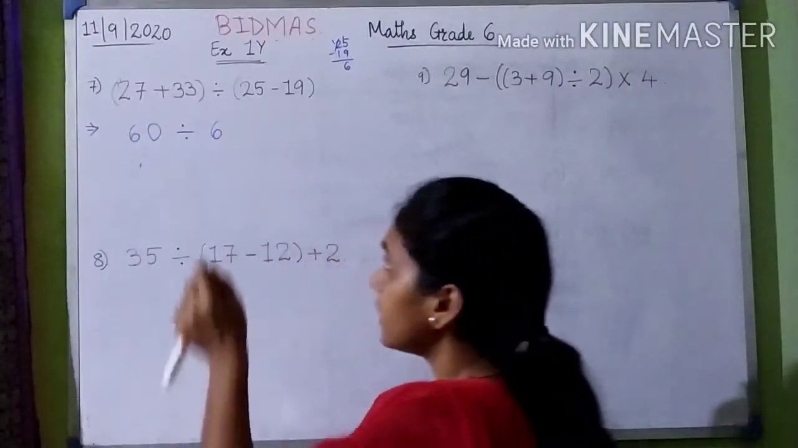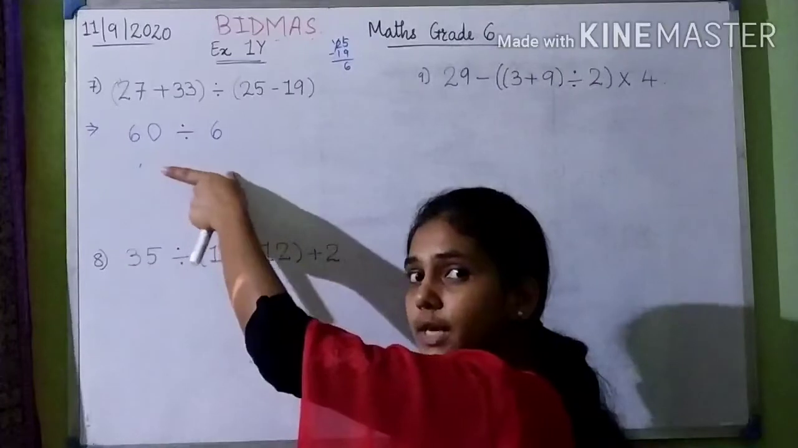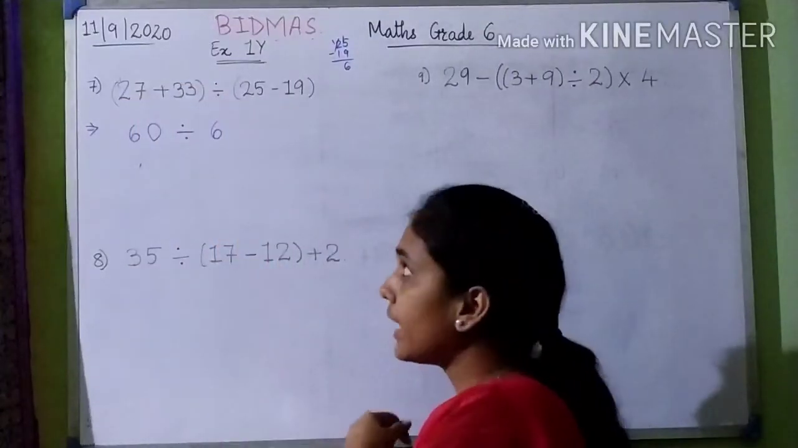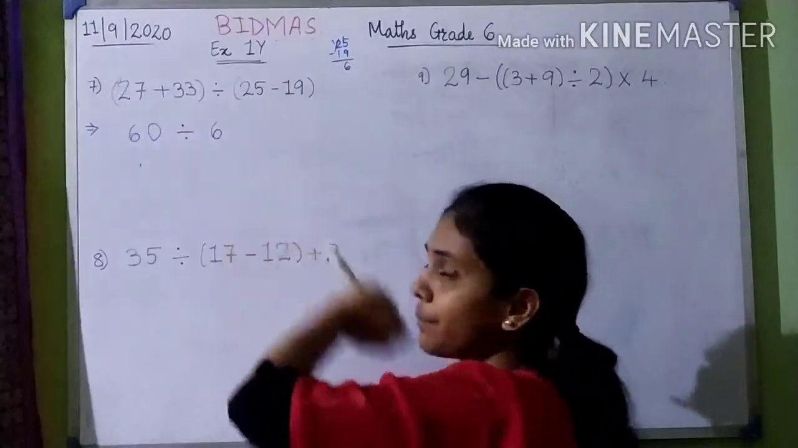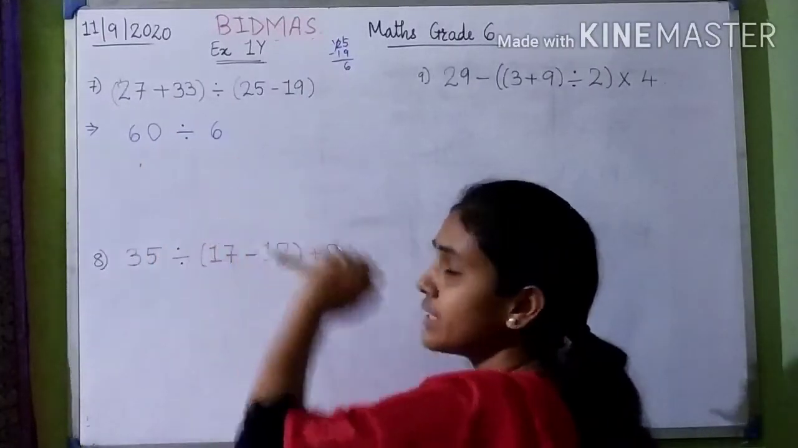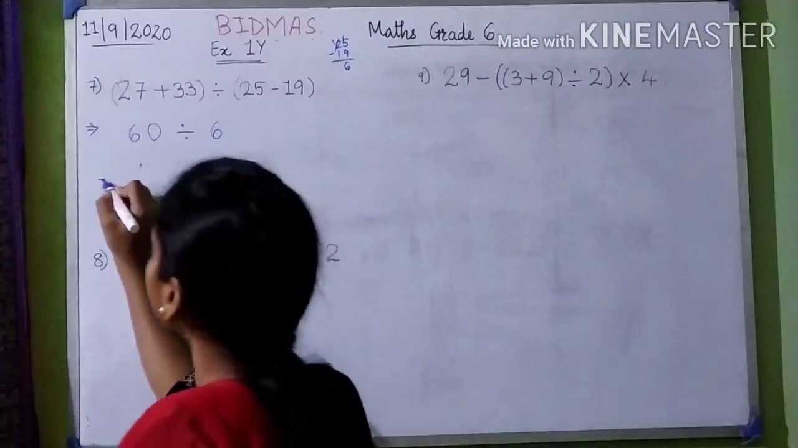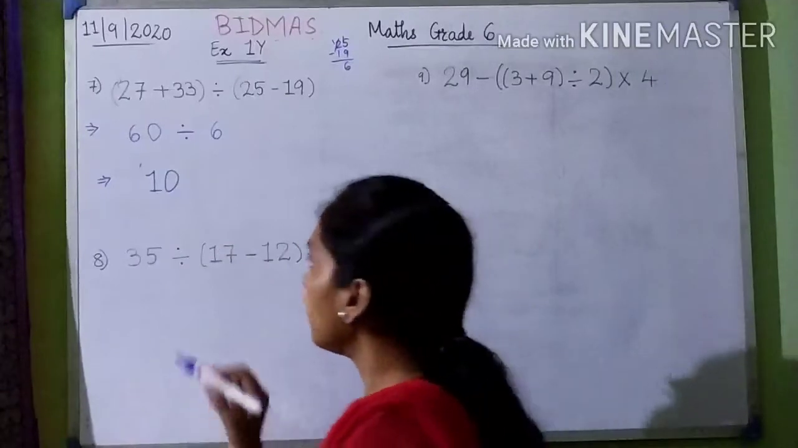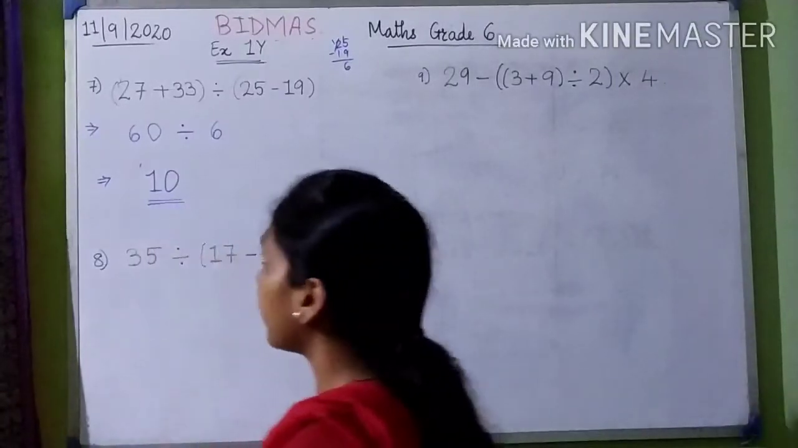So here you can see that in the same step, in first step only, I have solved the first bracket as well as the second bracket. Why I have solved this? Because these are 2 separate brackets. So now I have got 60 divided by 6, which is simple. 60 divided by 6 is how much? 10. So the answer is 10. So this is my final answer.